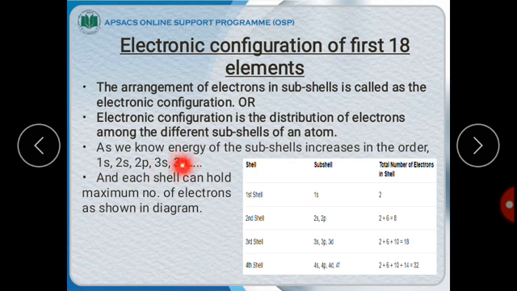As we know, energy of the subshells increases in the order 1s, 2s, 2p, 3s, then 3p, and so on. And each shell can hold a maximum number of electrons as shown in the diagram. The first shell can hold 2 electrons. The second shell can hold a total of 8 electrons, the third 18, and the fourth shell can hold 32 electrons.